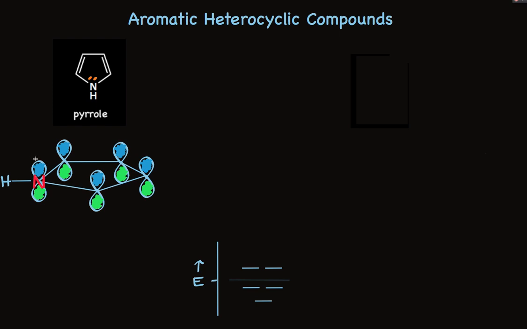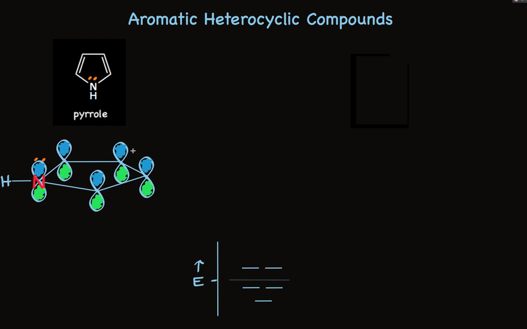So I'll put the 2 electrons here to go along with the 2 electrons of a double bond here and the 2 electrons of a double bond here. So this 5-membered pi system has 6 electrons in it, and therefore it has a Hückel number and is aromatic. All of the bonding MOs are filled.